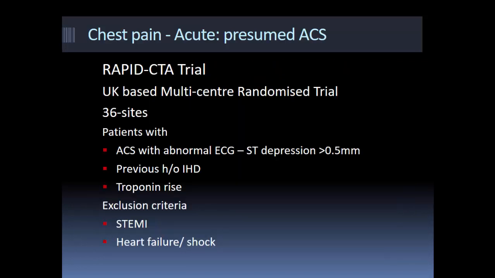In the UK, we are currently conducting a multi-center study called RAPID-CTA. Has anybody heard of this? This is being conducted in 36 sites in the UK, and they are including patients who have acute chest pain which is not a STEMI, but there is an abnormal ECG with ST depression more than 0.5 millimeter, or history of previous ischemic heart disease. So they're including patients with previous PCI or previous grafts, and troponin rise. So basically they're taking any patient who has an NSTEMI, right? The only patients they're excluding are patients with STEMI and heart failure.